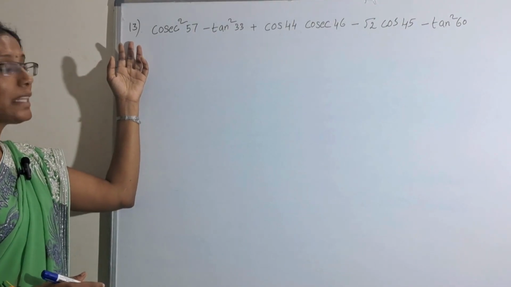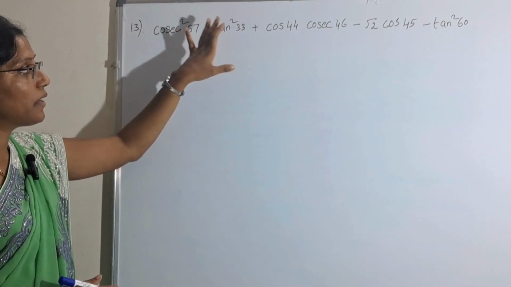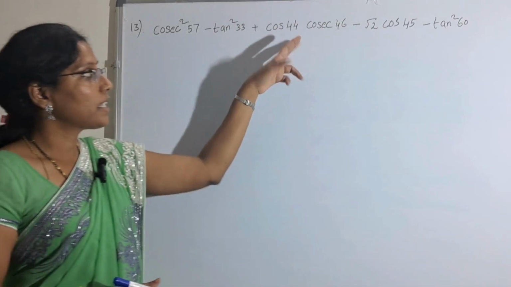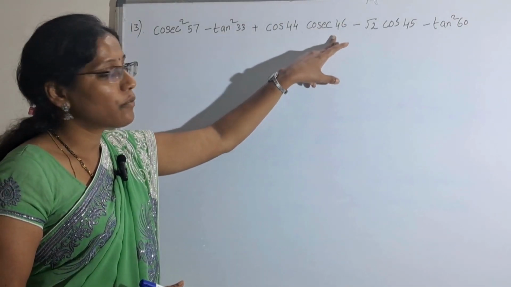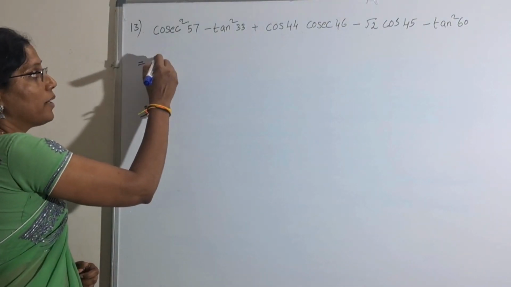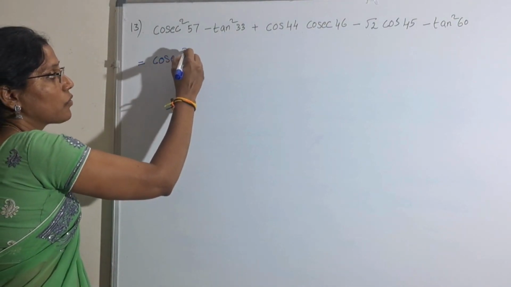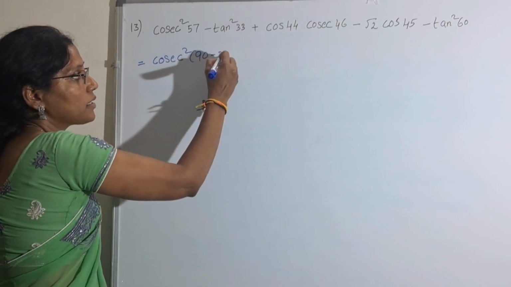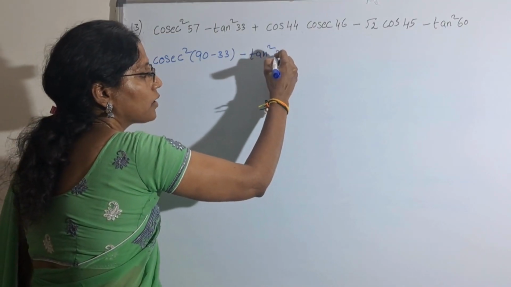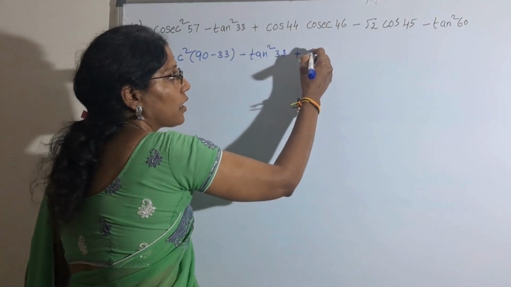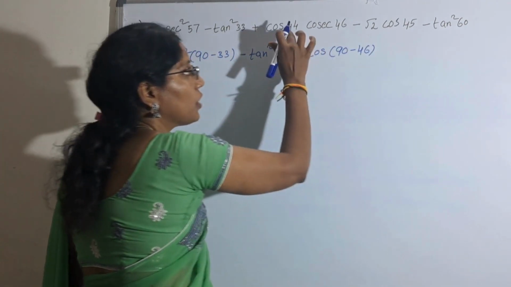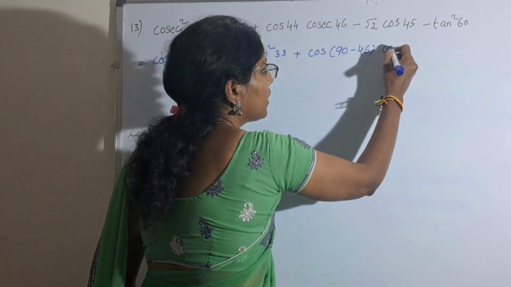Next problem number 13. Here cosecant square 57 minus tan square 37. In these two angles, one angle we have to change. Next, here cos 44 and cosecant 46. In these two also one angle we have to change. Like complementary angle. Cosecant square 90 minus 33 minus tan square 33 plus here cos 90 minus 46 is equal to 44. Here cosecant 46.